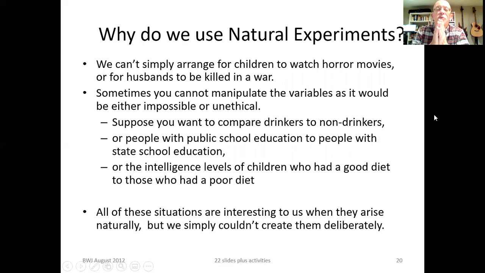So here we have the reasons why we use natural experiments, and as you'll see, a lot of it could be to do with ethical issues. There are some situations that psychologists aren't allowed to create in order to compare different groups of people. Again, if you need to pause that, make some notes on that, that's fine.